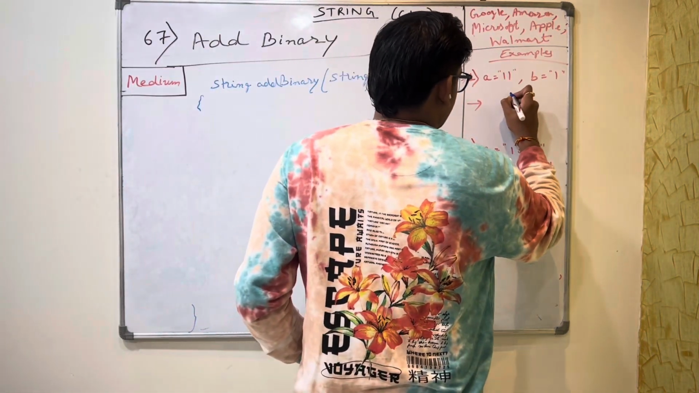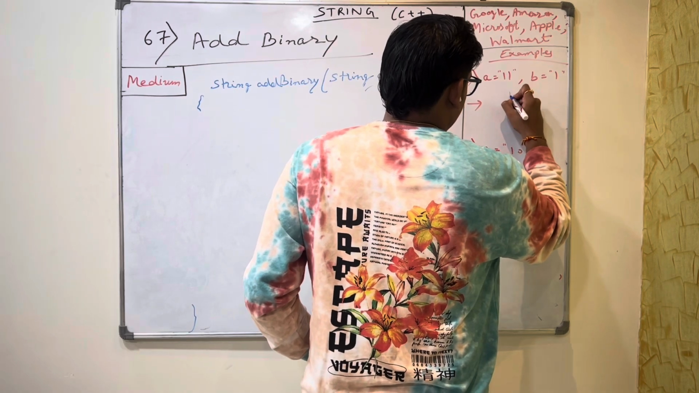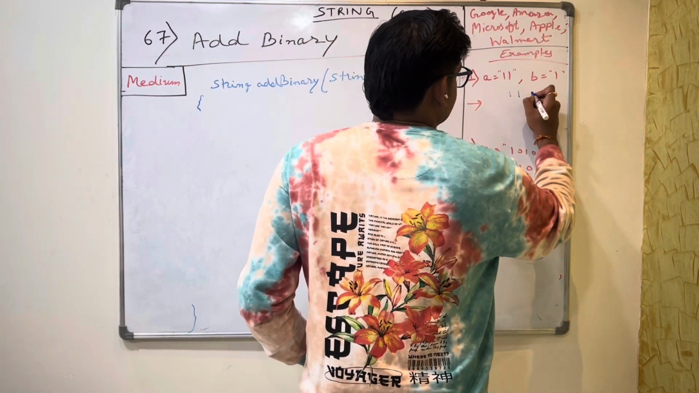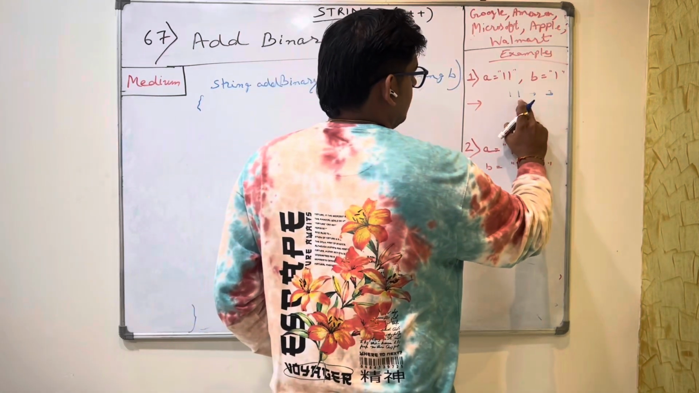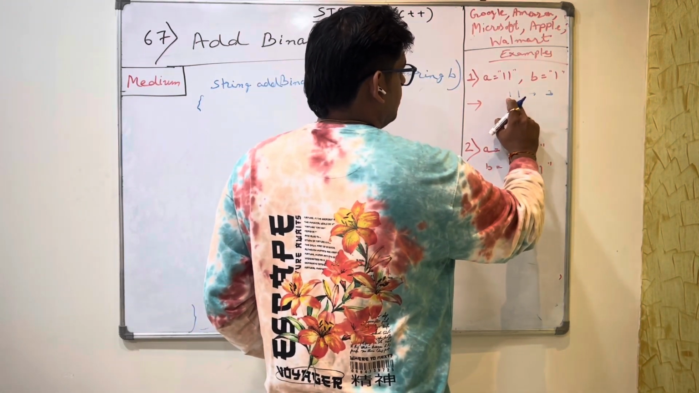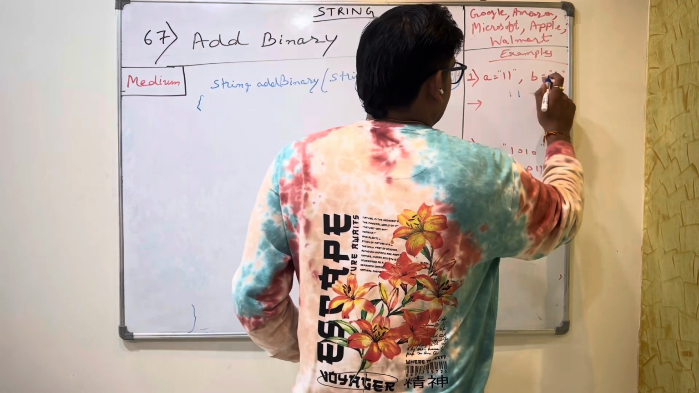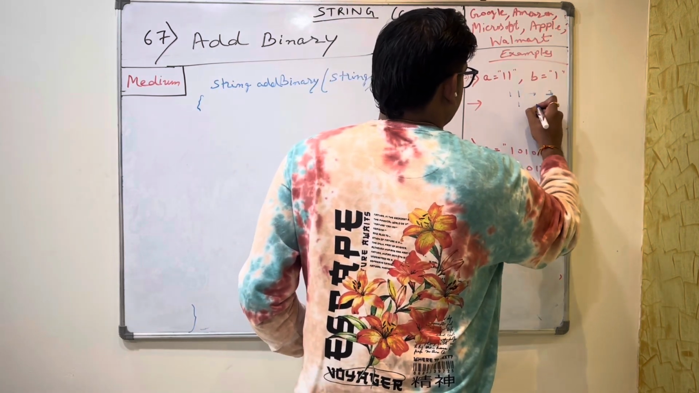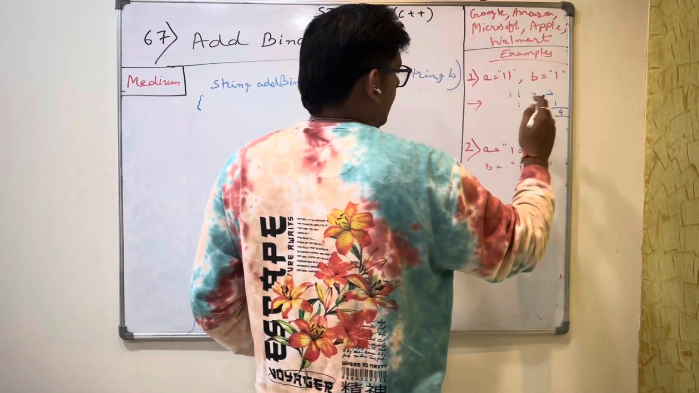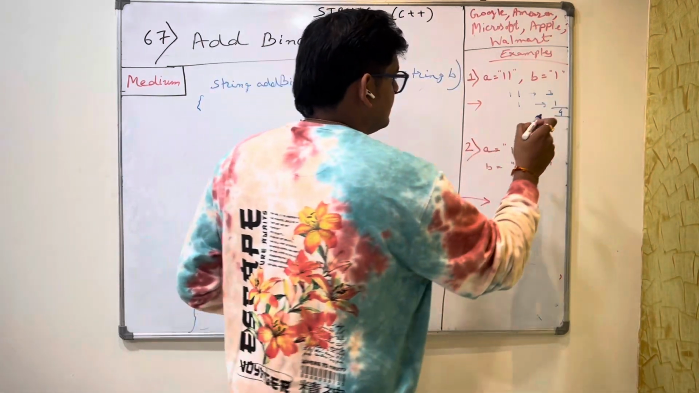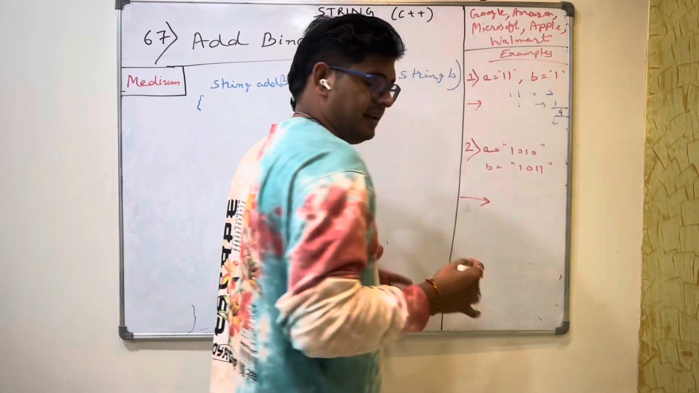In this example, the value of A is 1 1, which is actually 3 in decimal, that is 2 to the power 0 into 1 plus 2 to the power 1 into 1. And B is 1, which is actually 1. So our answer is actually 4 in decimal, but we need to return it in binary.